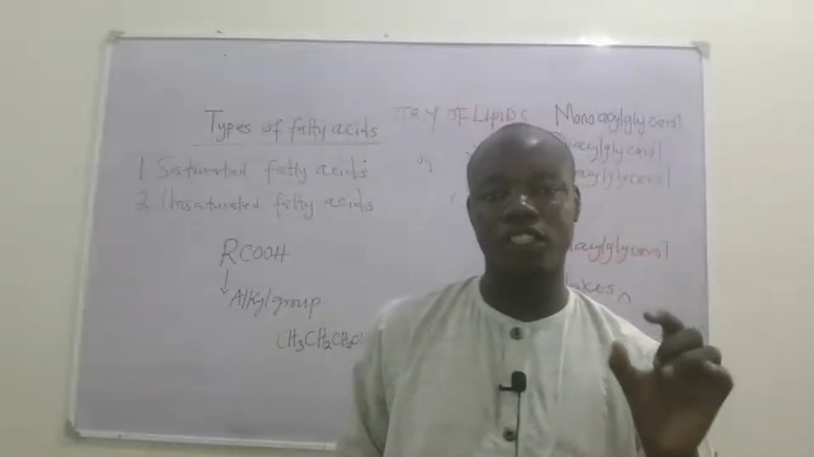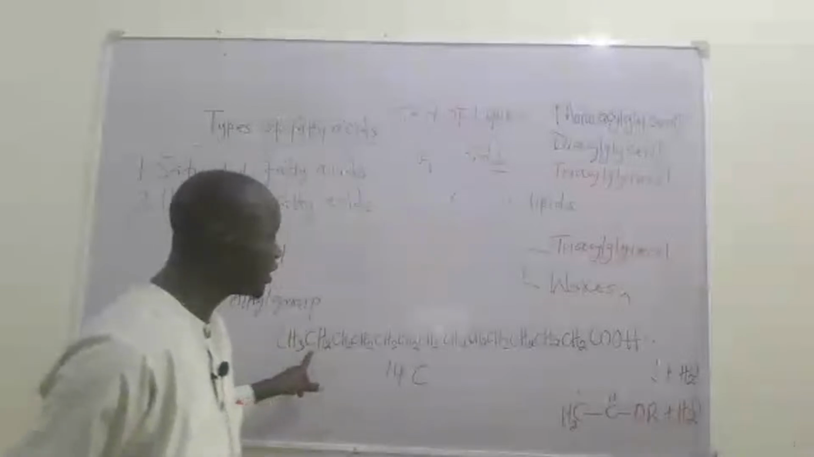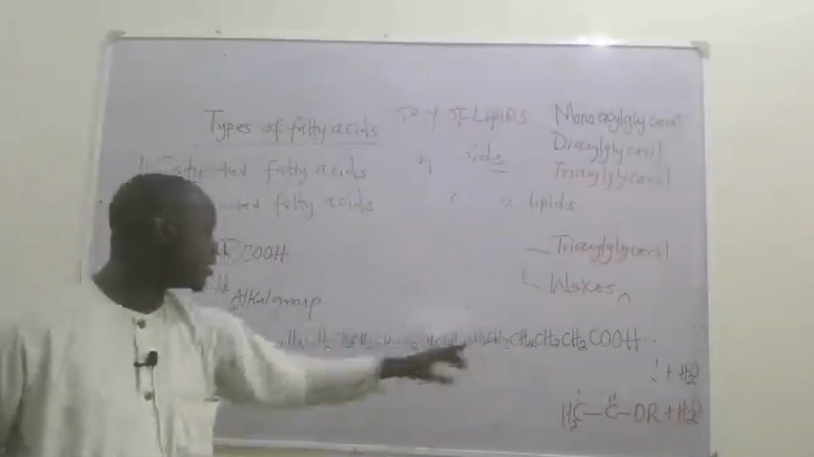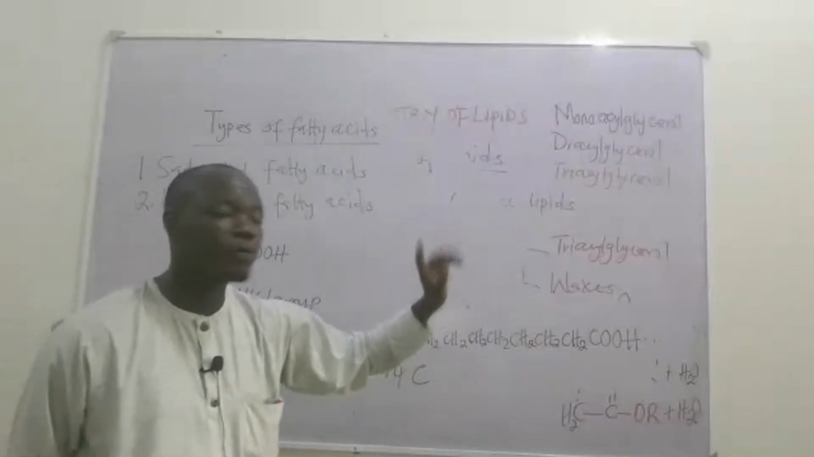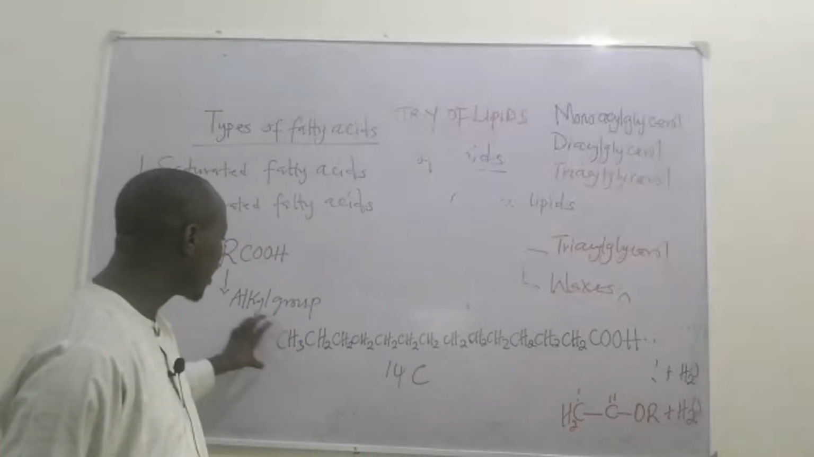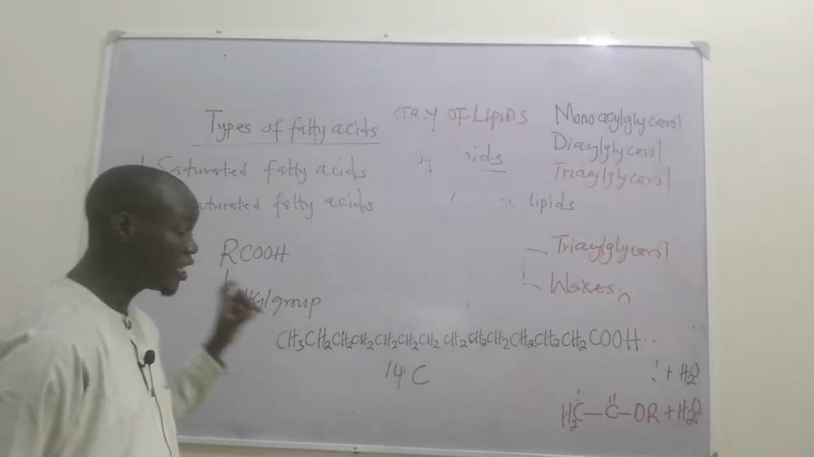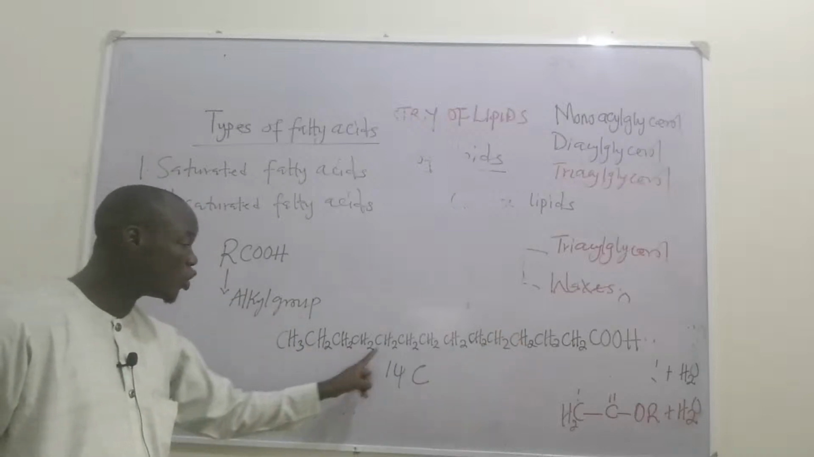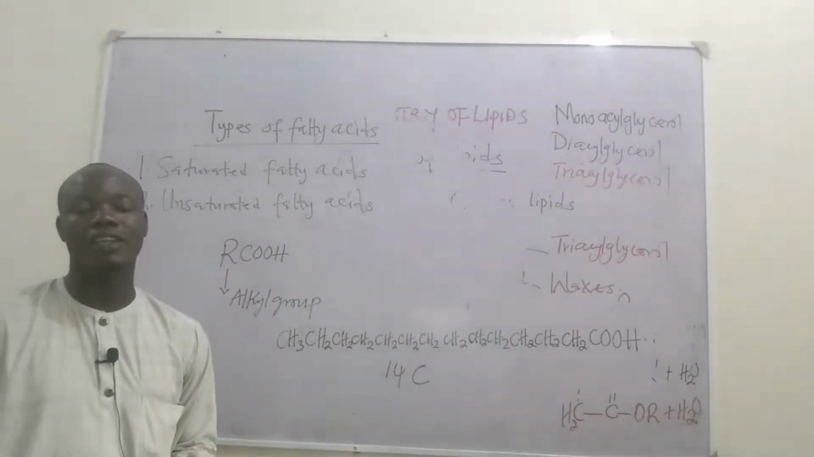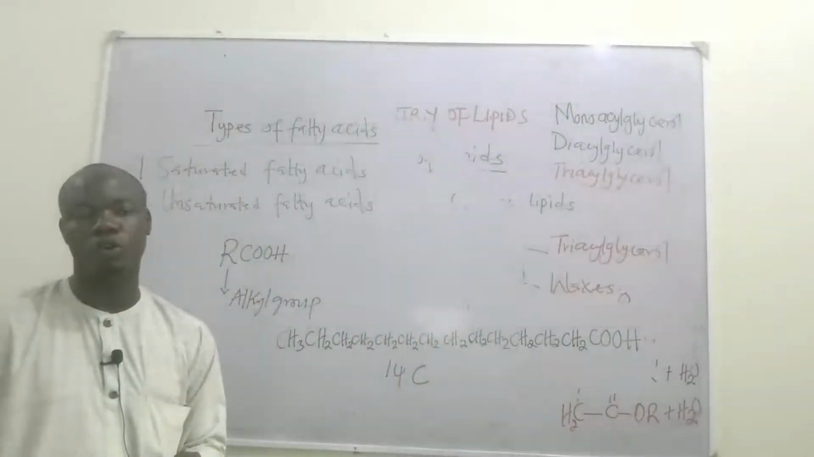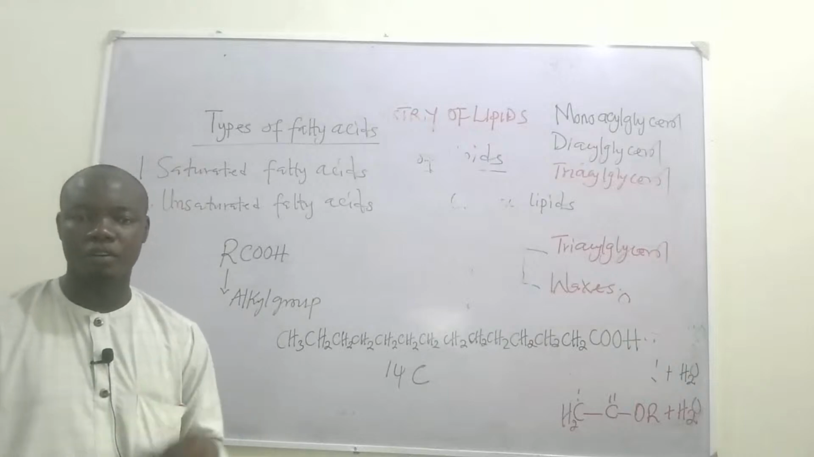So what I'm saying for the saturated fatty acids, between all carbon to carbon, look at it here. This is a long chain fatty acid. The first one is the methyl group CH3, and then we have CH2, CH2, CH2, CH2, up to a point where we have COOH. So we have 14 carbon atoms in the fatty acid. In saturated fatty acid, between all carbon to carbon, there is no double bond or triple bond. That type of fatty acid is called saturated fatty acid.